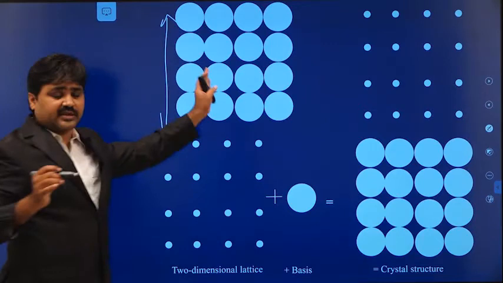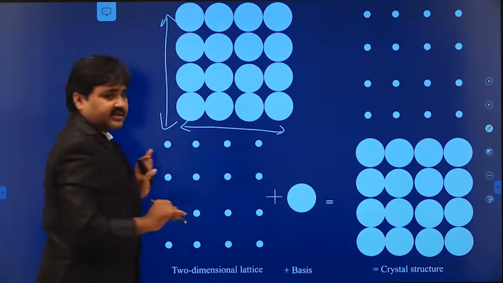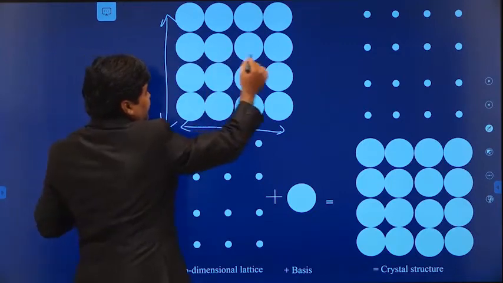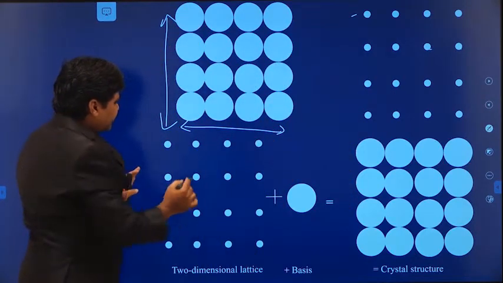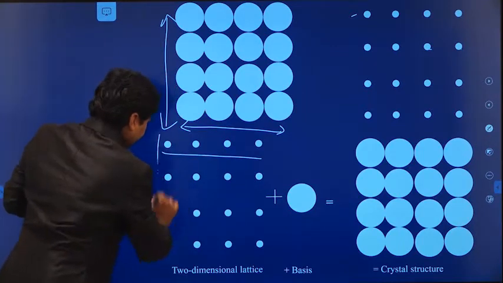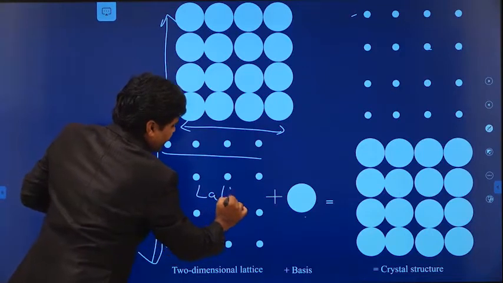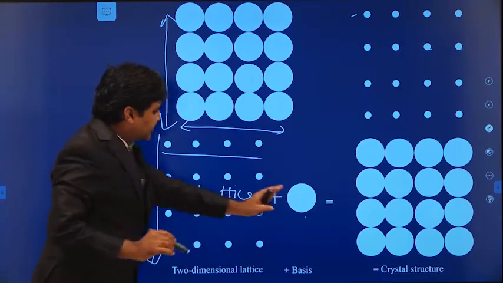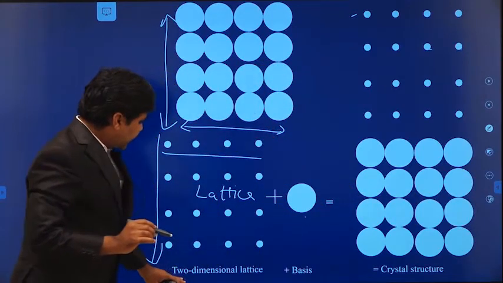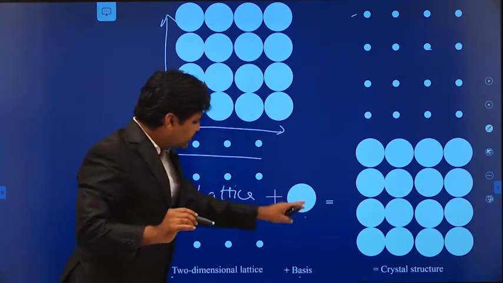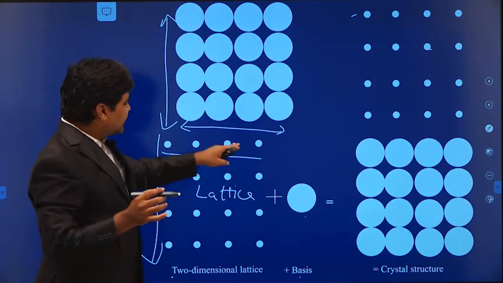This is the two-dimensional crystal, that means along the x direction and y direction. Each atom is represented with a lattice point. If you attach some atoms to this lattice, you will get the crystal structure. That means the two-dimensional lattice plus basis equals crystal structure. Basis means which atom is going to repeat again and again, associated with each lattice point.